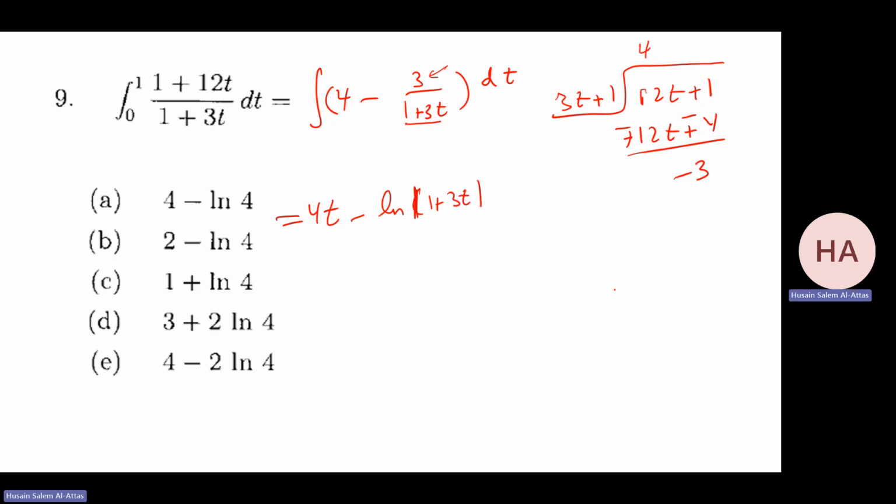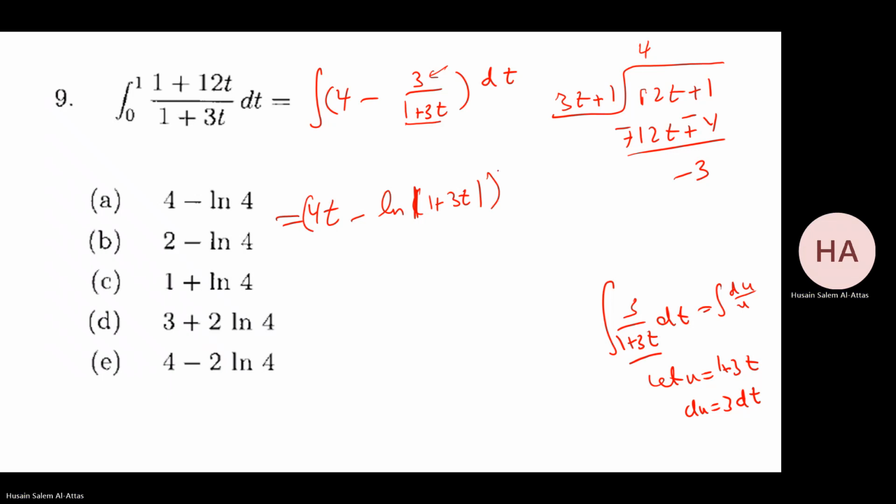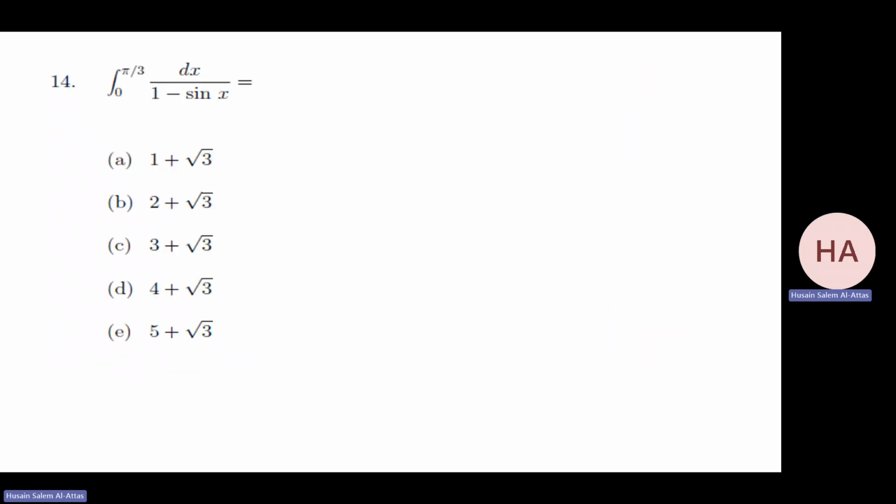Is it clear? Integral 3 over 1 plus 3t is what? Let u equal 1 plus 3t. du will be 3 dt. So it's du over u, which is ln of this, all of this from 0 to 1. So that will be 4 minus ln 4, 0. Ln 1 is 0. That's it. 4 minus ln 4. Okay.